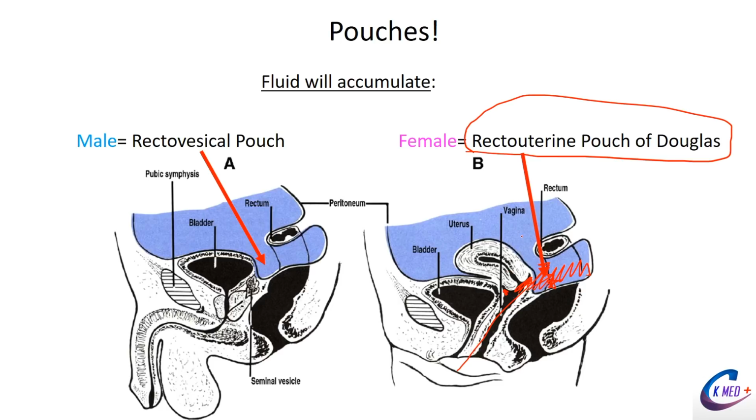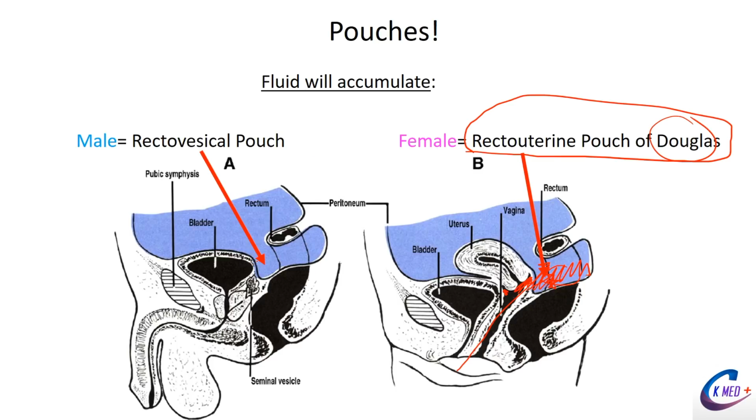And this occurs if a 35-year-old female comes in, has mild abdominal pain, and we notice that there's fluid in the abdomen. Well, when this person, a female, sits up and stands up, then where is the fluid going to collect? Please remember the recto-uterine pouch of Douglas is the name of this.